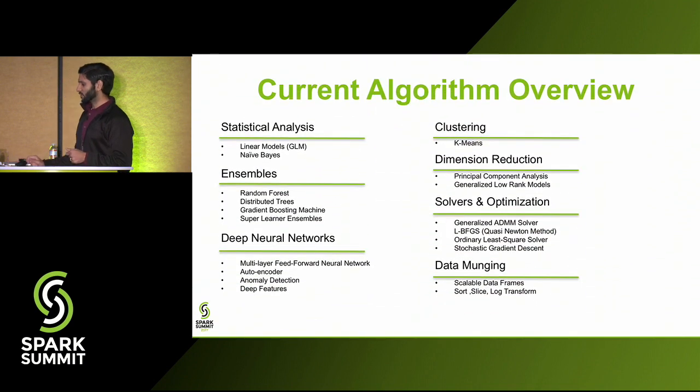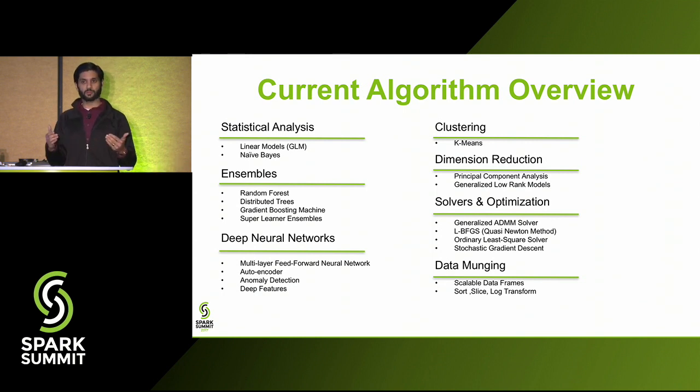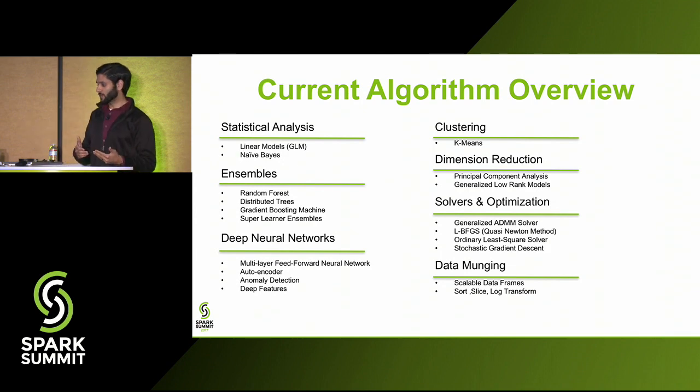So here's a list of current algorithms that we have to offer. When it comes to certain statistical analysis, we offer GLM, naive Bayes. We offer ensemble algorithms, so that's like random forest, gradient boosted machines. We also offer this other ensemble technique called superlearner. This is a technique in which you combine multiple models to gain higher predictive performance.